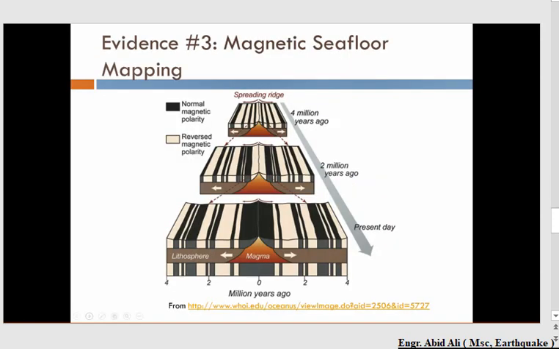Number three is that we have magnetic seafloor mapping. So this really stemmed from World War II, and what happened is that the different militaries wanted to map the seafloor very accurately so their submarines could sneak around and lurk and strike if they needed to.